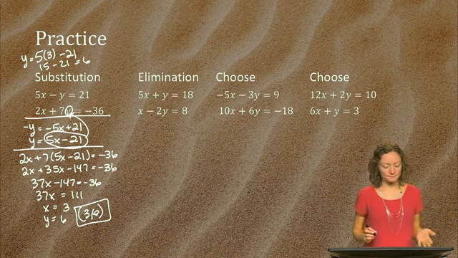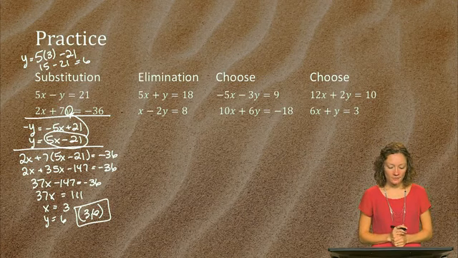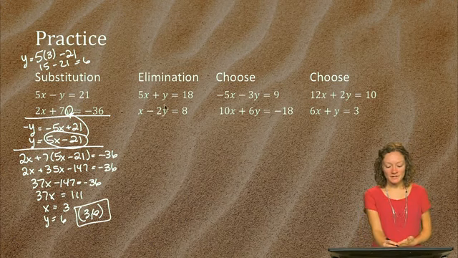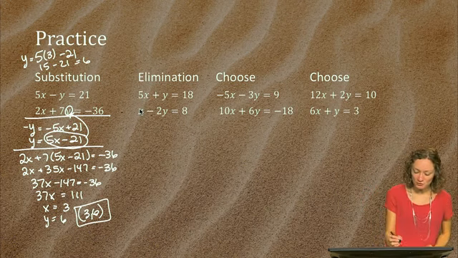Okay, elimination. You choose if you want to eliminate x or y. I'm gonna go with y. And the reason I'm choosing y is that one of them is already positive and one is already negative. I already have opposite signs. The problem will absolutely still work if you choose x, but I'm gonna choose y.